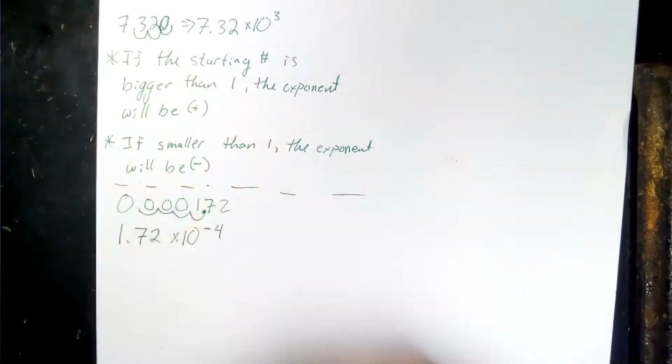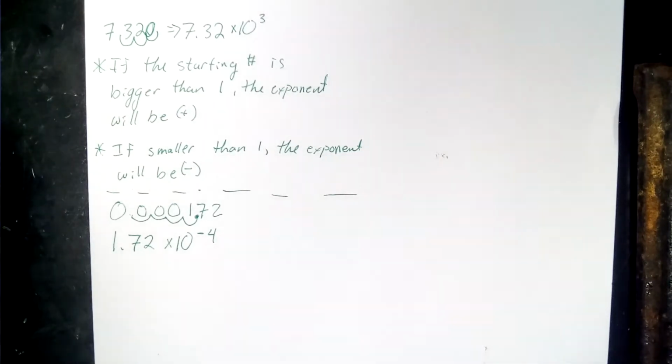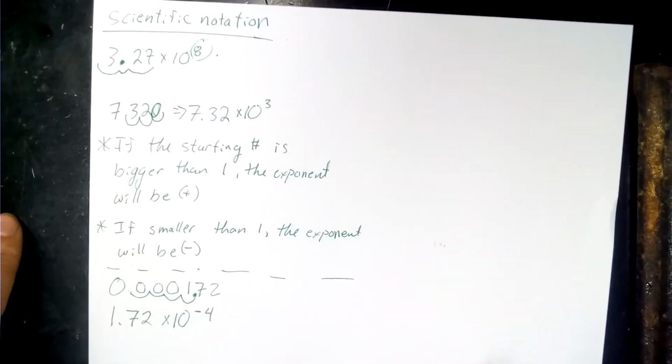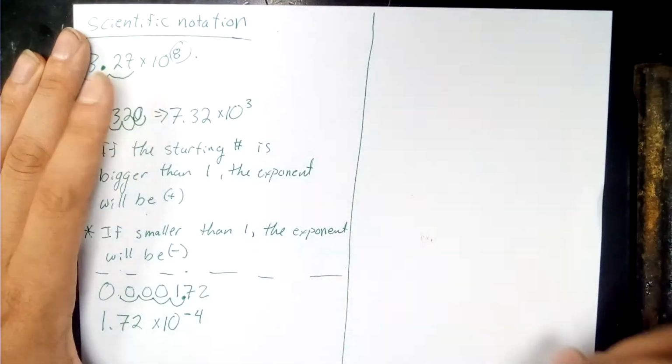Now, when you watch other videos on some of these, they'll talk about if it's positive, you move it to the left, or if it's negative, you move it to the right. The only reason why I'm not talking about those is because the direction that you move will change depending on if you're starting in scientific notation or standard notation. So that's scientific notation.